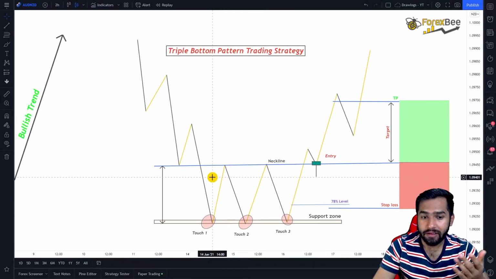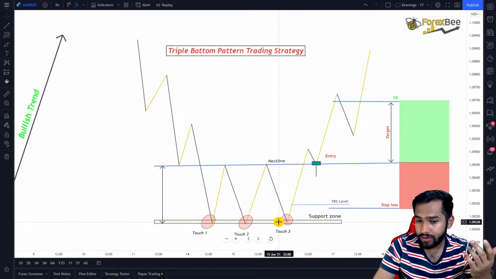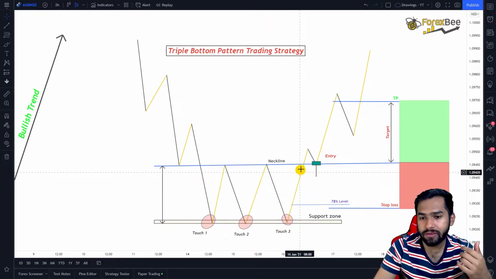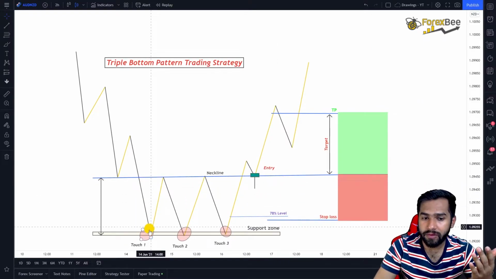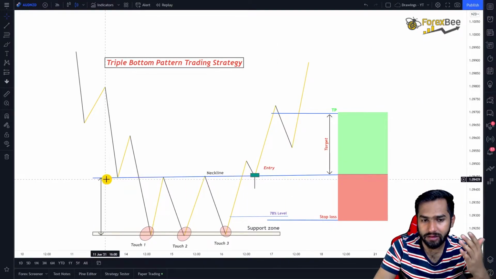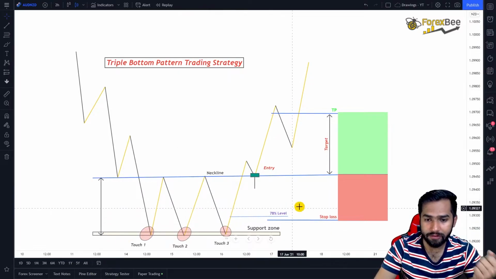So as I explained, your stop loss should be the 78% retracement of this wave, and your take profit would be the maximum number of pips between these two levels, okay, the neckline level and the support level.